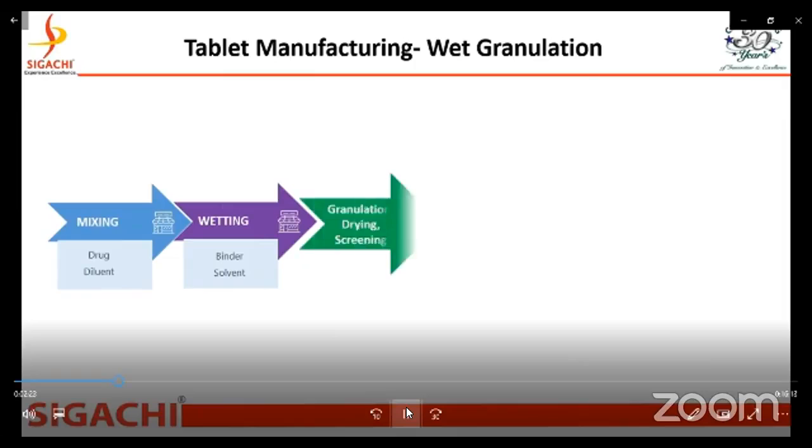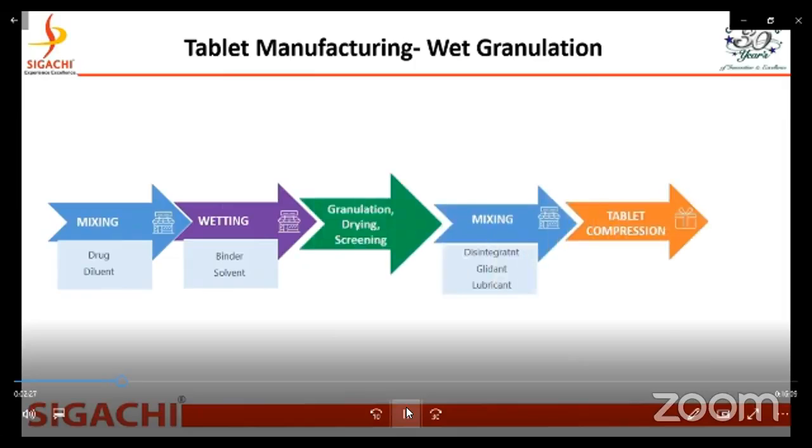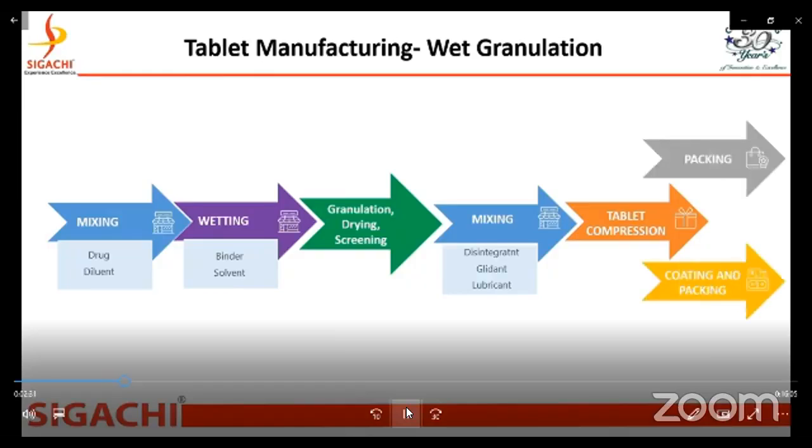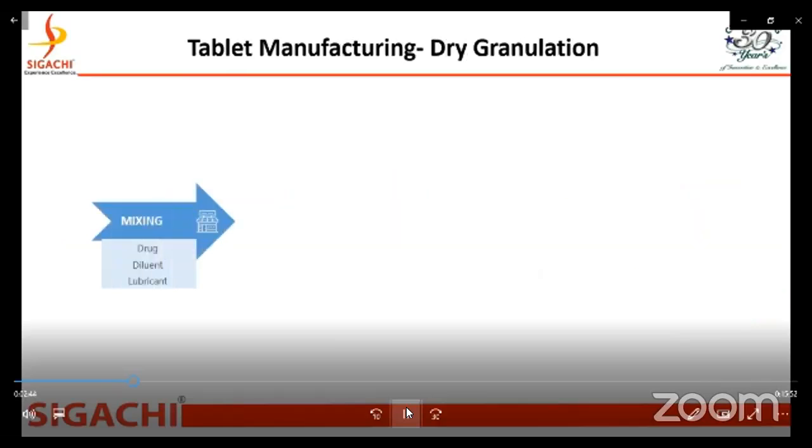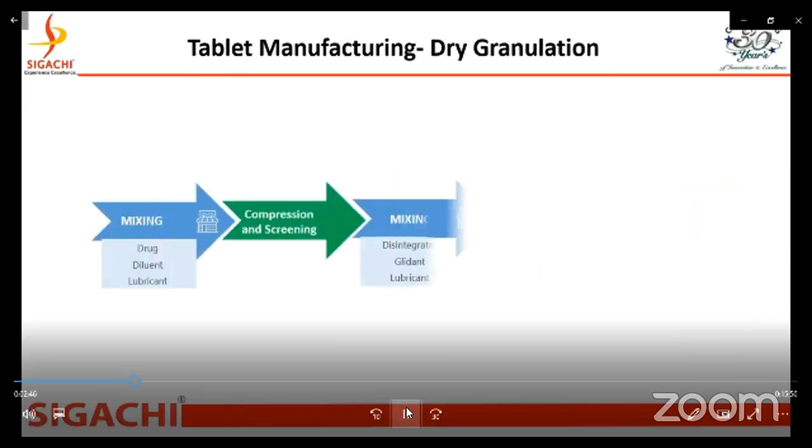Now, tablet manufacturing methods. First, wet granulation. Wet granulation consists of a number of steps such as weighing, milling, mixing, granulation, drying, compaction, coating, and packing. Hence, it takes longer time, more manpower, more powder consumption, etc. Dry granulation.